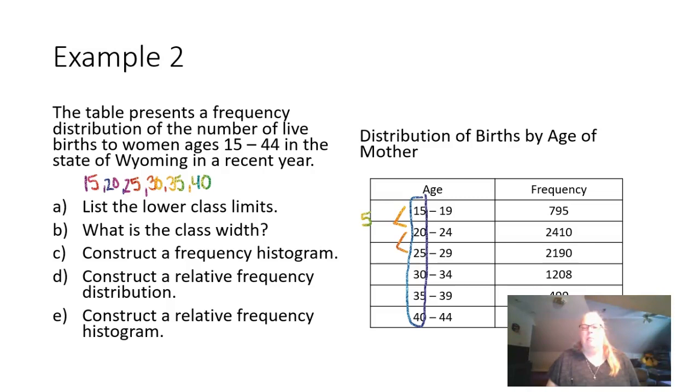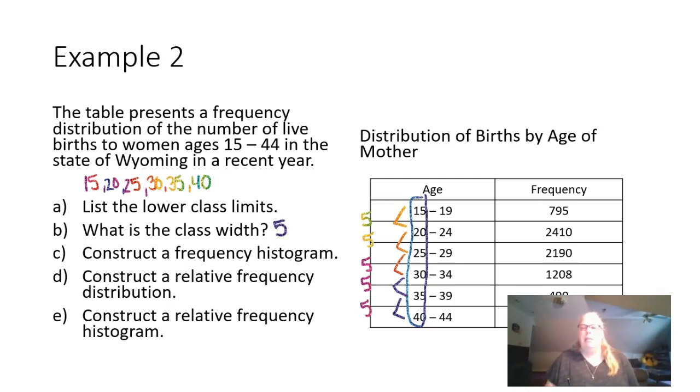And of course, 25 minus 20 is going to give me 5. And 30 minus 25 is going to give me 5. And 35 minus 30 is going to give me 5. And 40 minus 35 is going to give me 5. Our class width is 5.